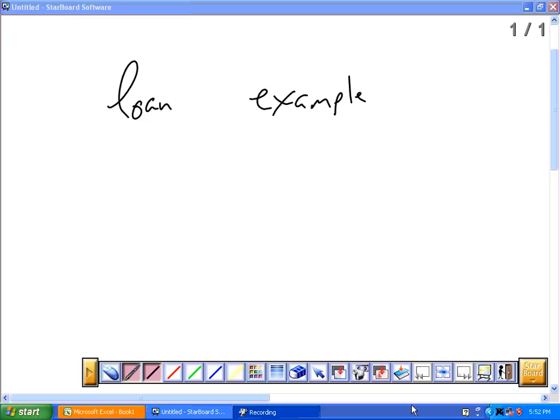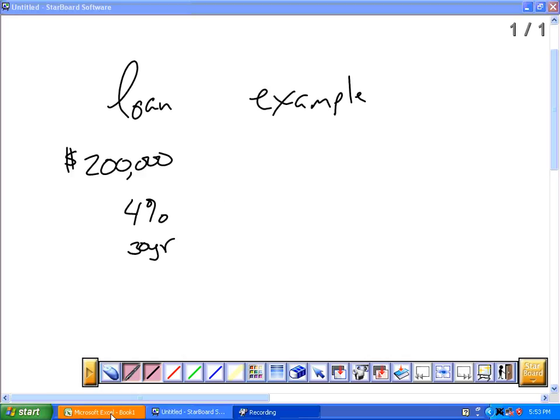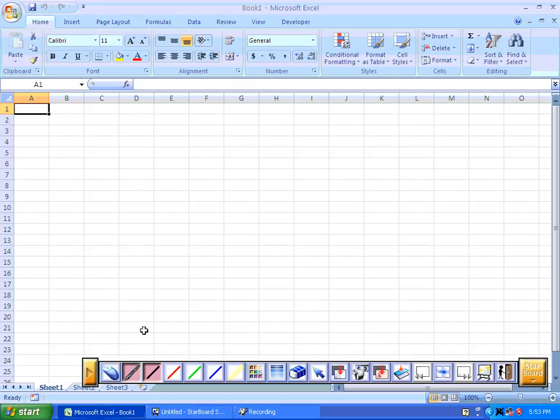Alright, so for this example, suppose I borrow a $200,000 loan, and suppose I get 4% interest for 30 years. The question is, maybe, what is my payment? So over here, I'm going to type in 200,000. And over here, I'm going to put in my interest, 0.04.